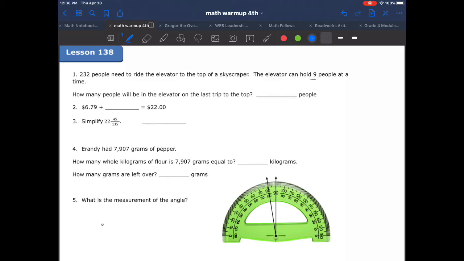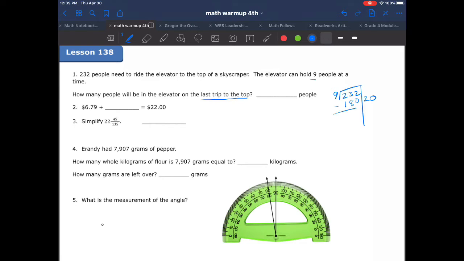So number one, 232 people need to ride the elevator to the top of a skyscraper. The elevator can hold 9 people at a time. How many people will be in the elevator on the last trip to the top? So we're talking about the last trip, and we're assuming that 9 people get on every single time. So I want to know how many trips of 9 is that? I'm going to start with that. 232 divided by 9.